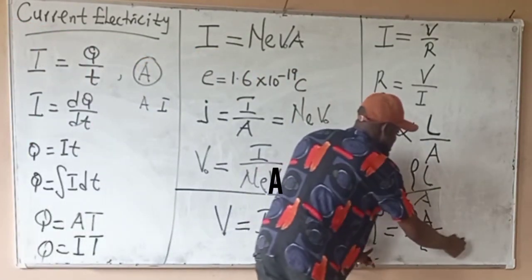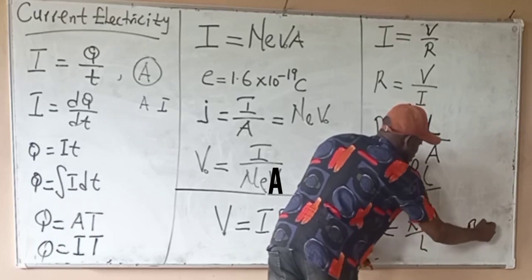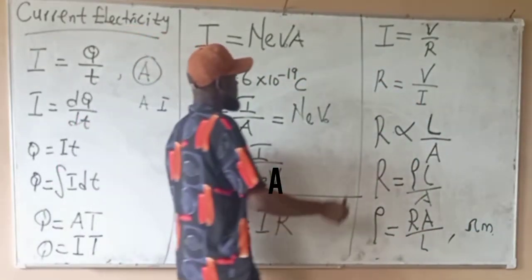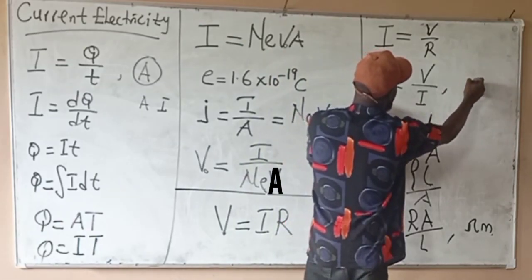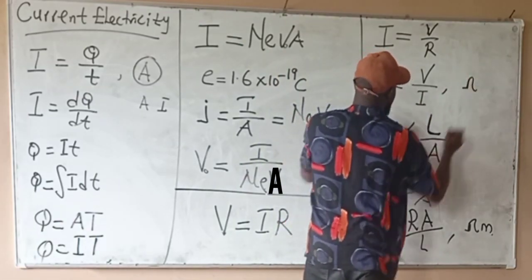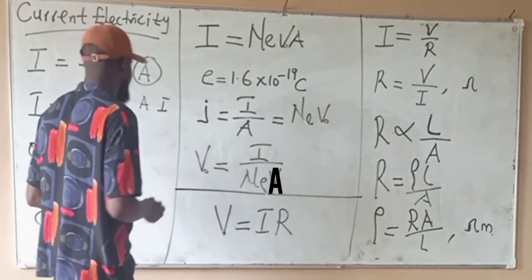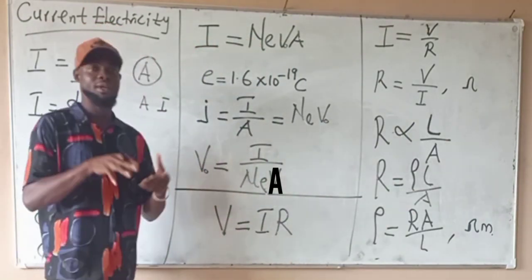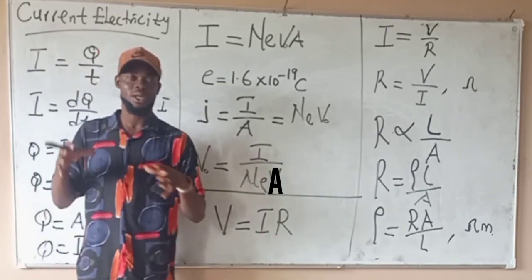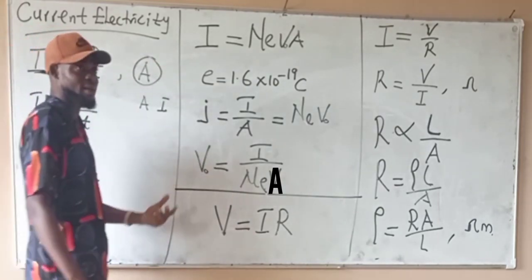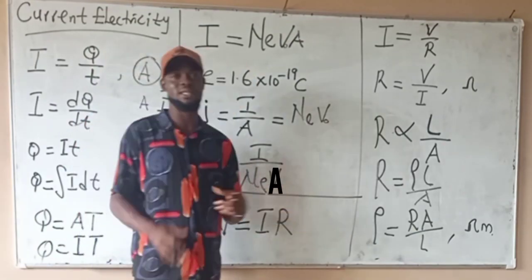And the unit of resistivity is ohm meter. Take note. The unit of resistivity is ohm meter. The unit of resistance is ohms. Take note that this one is extremely important. So take note, we have resistance, we have resistivity.